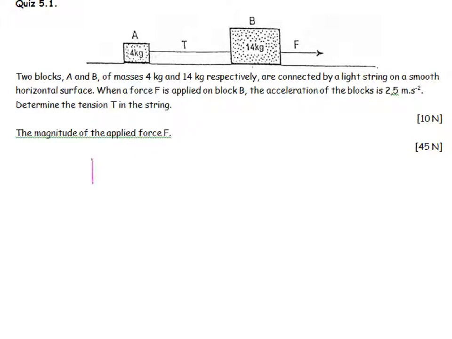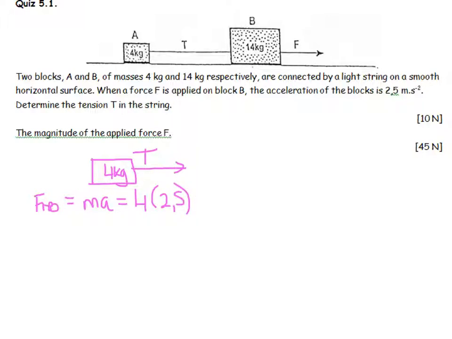The first thing I do is draw a force diagram for the 4 kilogram block, and there's only one force acting on it, that is tension. So force resultant on the 4 kilogram block is mass times acceleration. It's going horizontally, so I can't say that acceleration is 9.8. Mass is 4, acceleration is 2.5, and I land up with 10 newtons. That's the first answer already done.